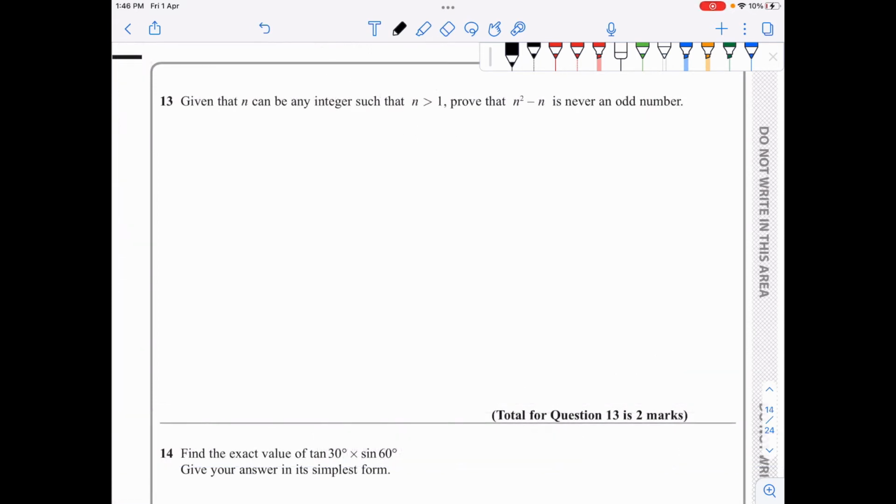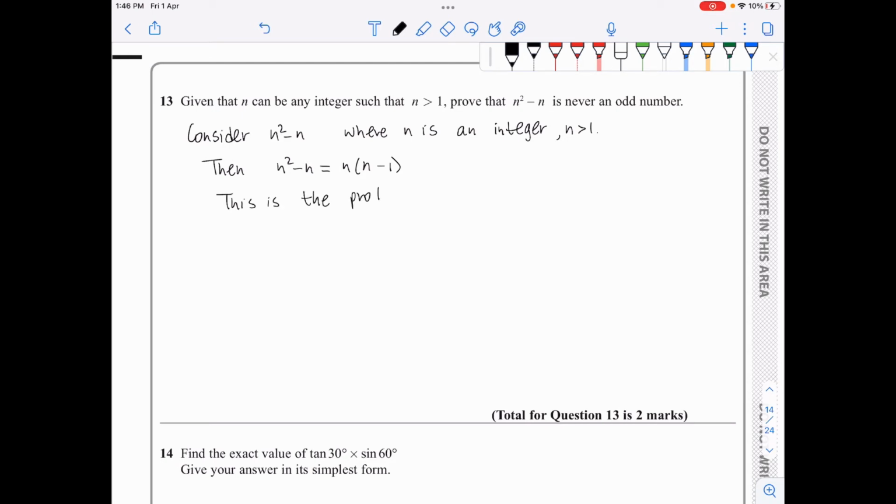Question 13. Given that n can be any integer such that n is greater than 1, we need to prove that n squared minus n is never an odd number. So I will start by saying consider n squared minus n, where n is an integer greater than 1. Then n squared minus n is n brackets n minus 1. And I'm just going to state that this is the product of two consecutive integers.